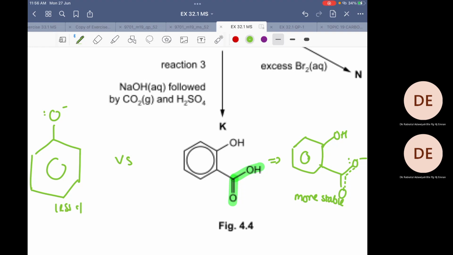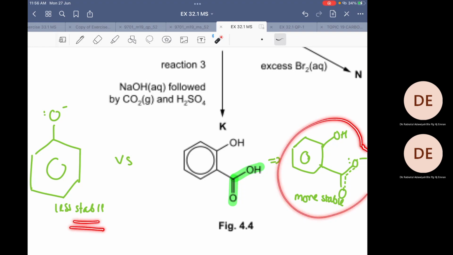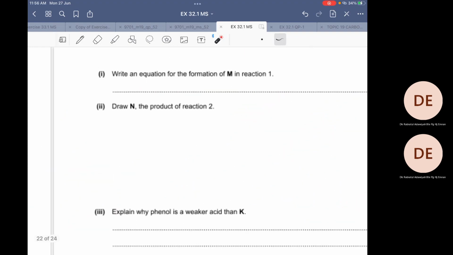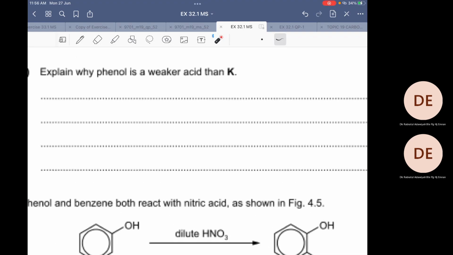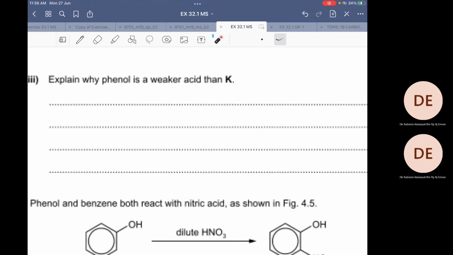So if the anion is more stable, then it is more likely to be formed in aqueous solution. So if you form more anions, you form also more H+. And that tells you this is more acidic than the phenoxide. Okay? That is the explanation why phenol is a weaker acid than K.